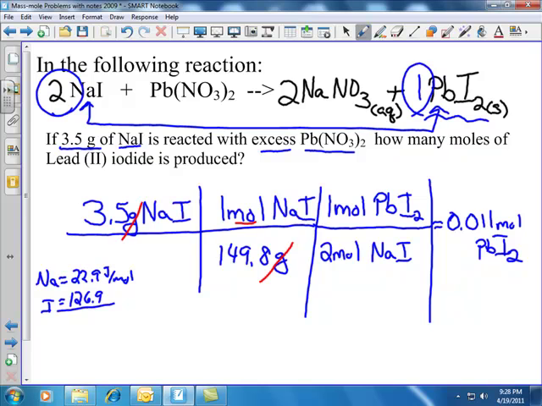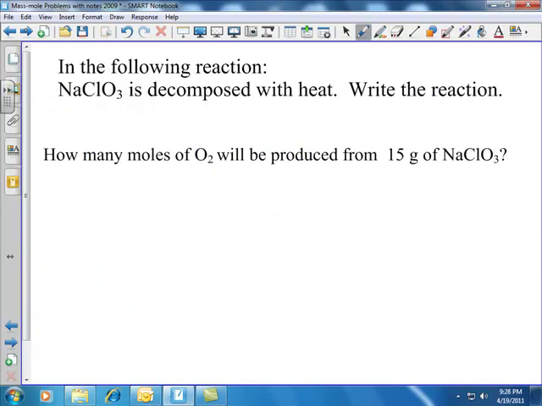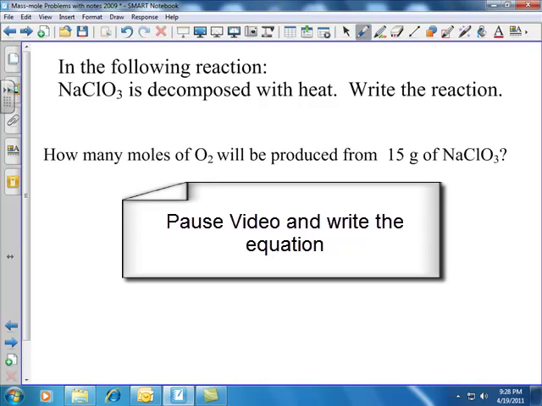And that's essentially a mass to mole problem. There's only one more step. So let's go ahead and look at another one. I have the following reaction. Sodium chlorate is decomposed with heat. So like a good chemistry teacher, I'm making you write the equation. So go ahead and write the equation.